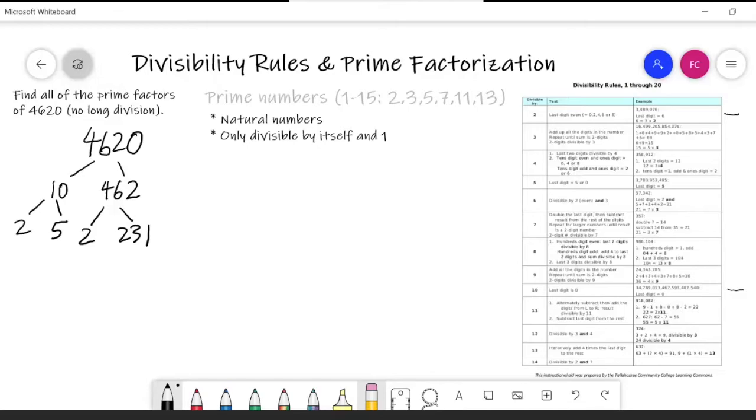Back on track now. If a number is divisible by 3, the sum of all of its digits must be a multiple of 3. So now our current number is 231 because we just divided 462 by 2, and 2 plus 3 plus 1 is 6, which is divisible by 3. So yes, that's another prime factor of 4620 right there. So 231 divided by 3 is 77.